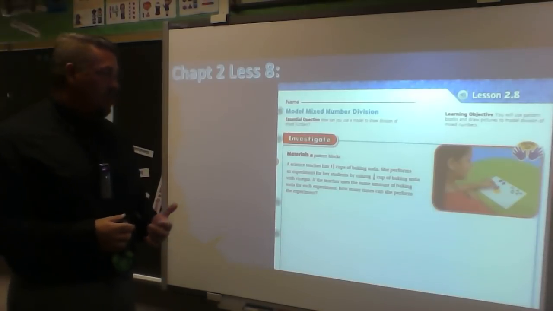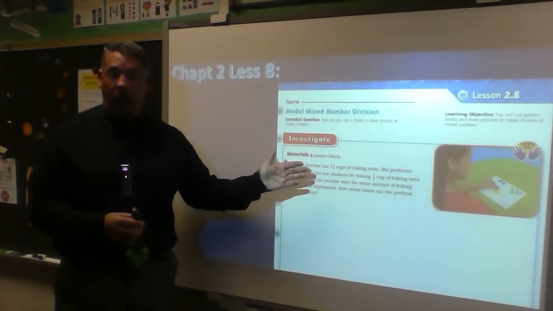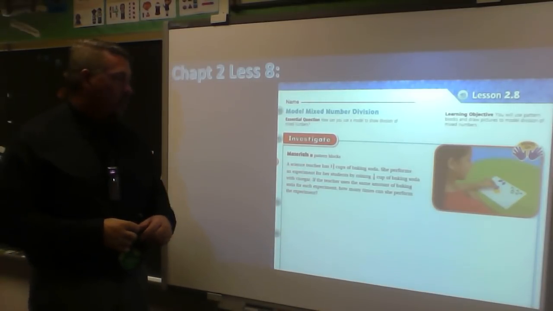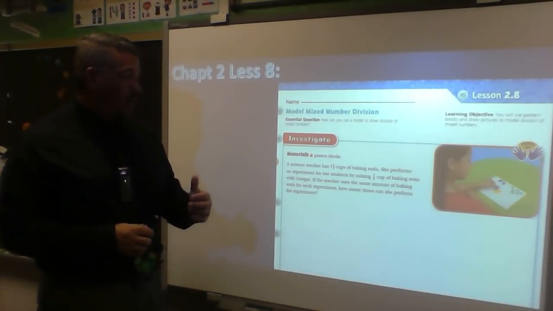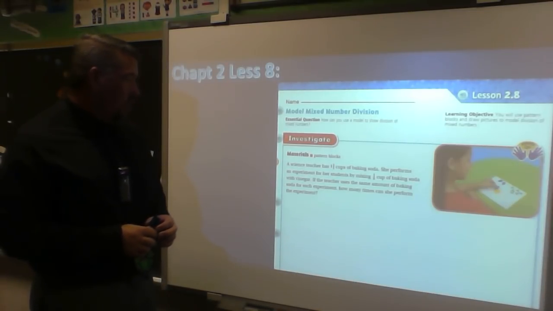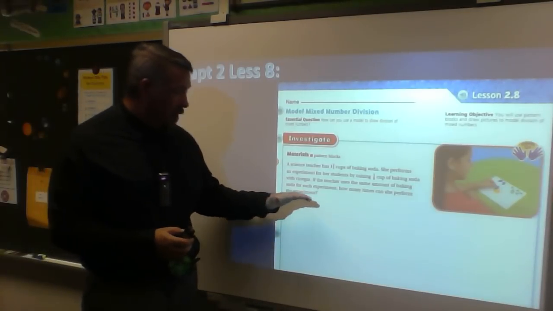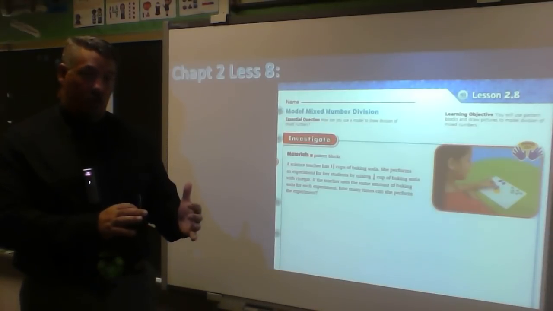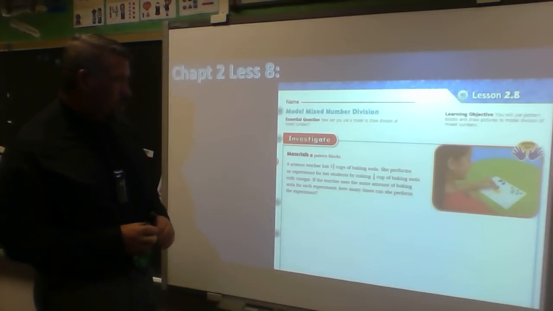This says a science teacher has 1 2/3 cups of baking soda. That's what they have, so I know that that's going to be the amount that goes first. Then it says she performs an experiment for her students by mixing 1/6 cup of baking soda with vinegar. If the teacher uses the same amount of baking soda for each experiment, so I know it's dividing because it's going into equal groups, that's why they use each, how many times can she perform the experiment?